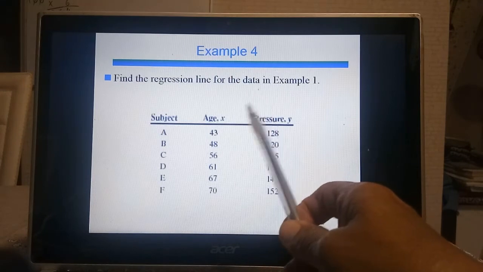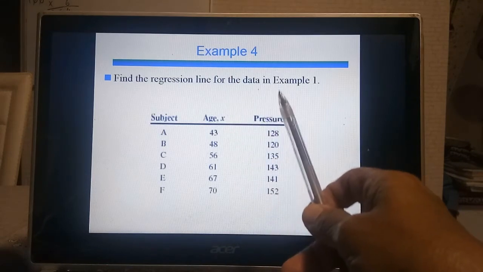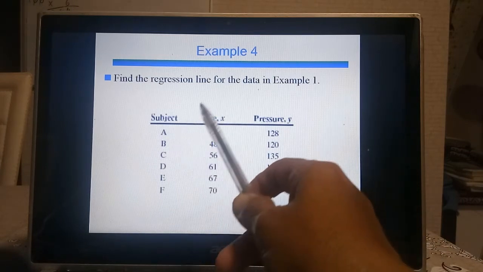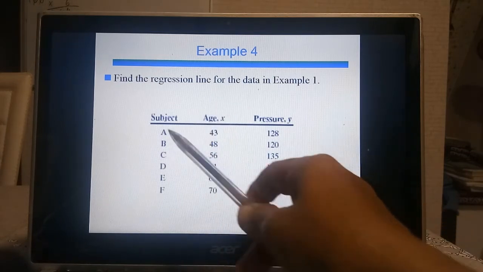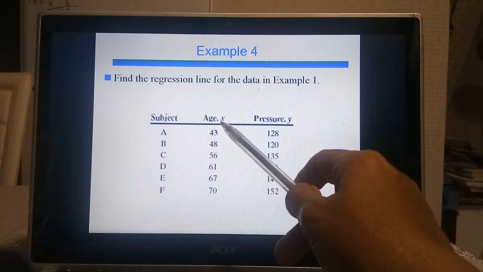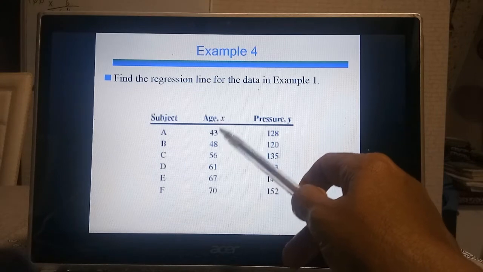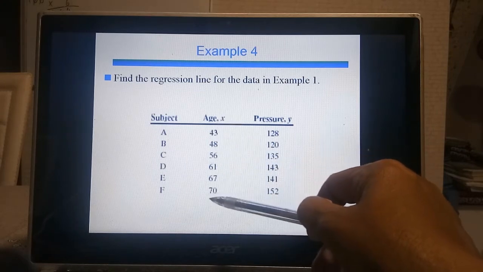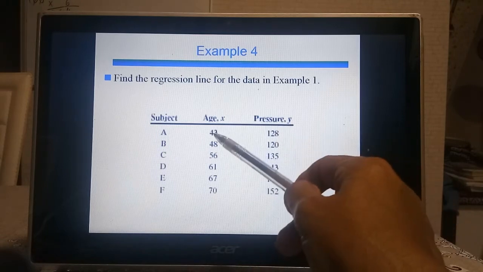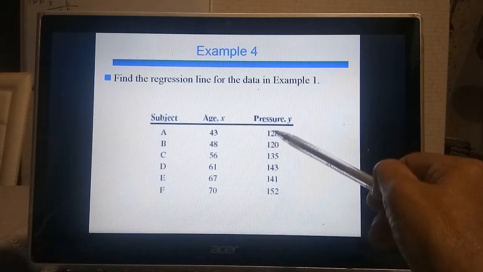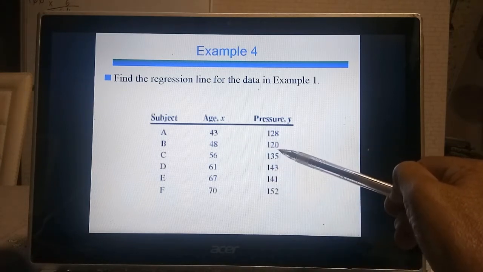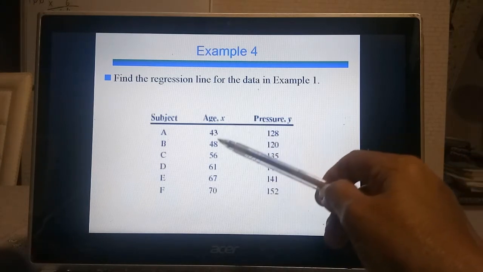Okay, example, find the regression line for the data in example 1. Okay, using example 1, kita nak dapatkan regression line bagi data-data tersebut. Subjek ni dengan age, age adalah X sebab age adalah independent variable. So age ni adalah nilai-nilai X. Okay, pressure adalah nilai-nilai Y yang sepadan. Bila X 43, umur kat sini, blood pressure dia 128. Bila umur 48, blood pressure is 120, and so on. Okay, data X dan Y.